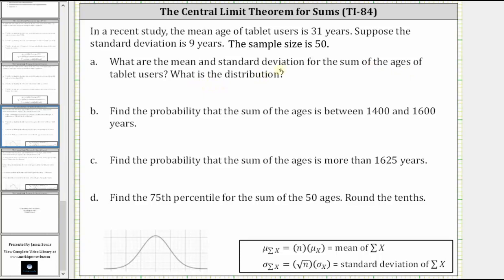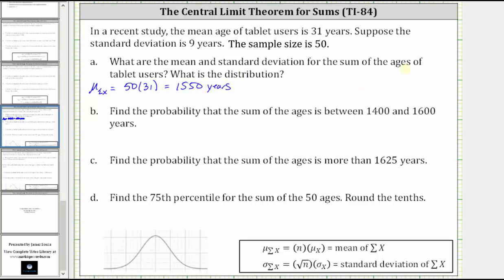What is the distribution? The mean of the sum of ages is equal to the sample size n times the mean of the original distribution, which is mu sub x. So we'll say the mean of the sum of ages, mu sub the sum of x, is equal to, again, the sample size of 50 times the mean of the distribution, which is 31, which is equal to 1,550 years.